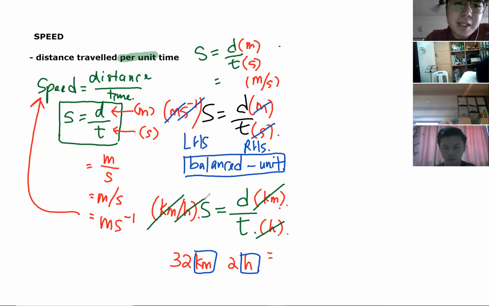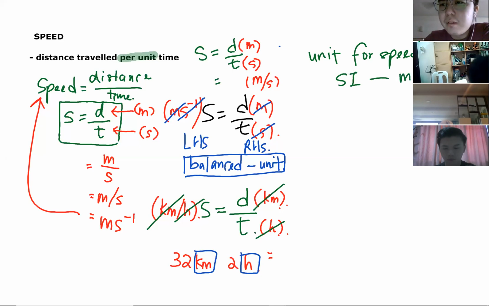Next, the SI unit. Speed has many units. I write down the units for speed here. The first one is the SI unit, meter per second, ms minus 1. And sometimes you will see kilometer per hour. This is normally the speed we use.